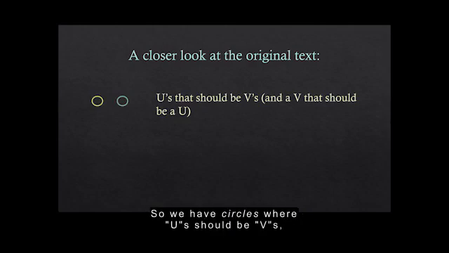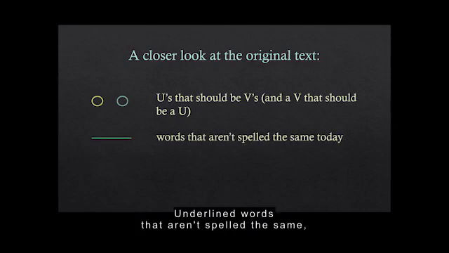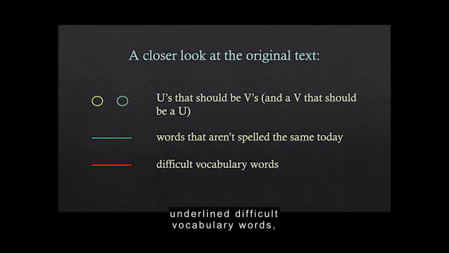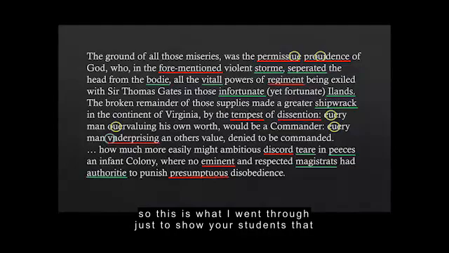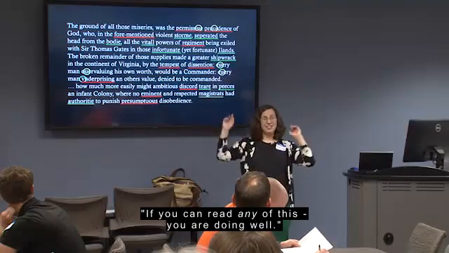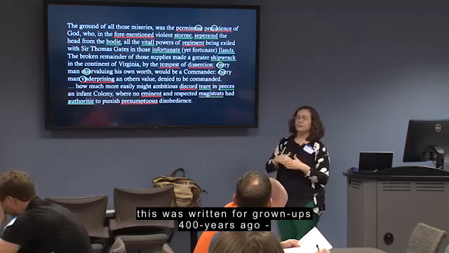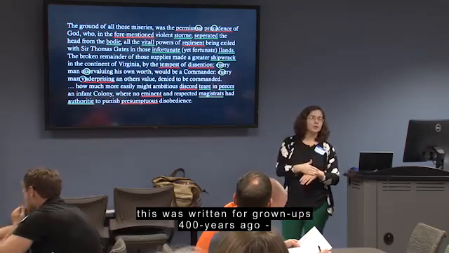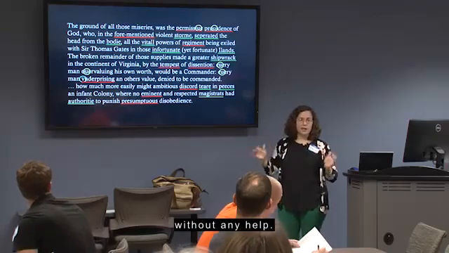So we have circles where U's that should be V's and a V that should be a U. Underlining words that aren't spelled the same, underline difficult vocabulary words. So this is kind of what I went through, just to show your students that, look, if you can read any of this, you are doing good. So the fact that this is written for grown-ups 400 years ago doesn't mean that I expect you to be able to read this right now today without any help.